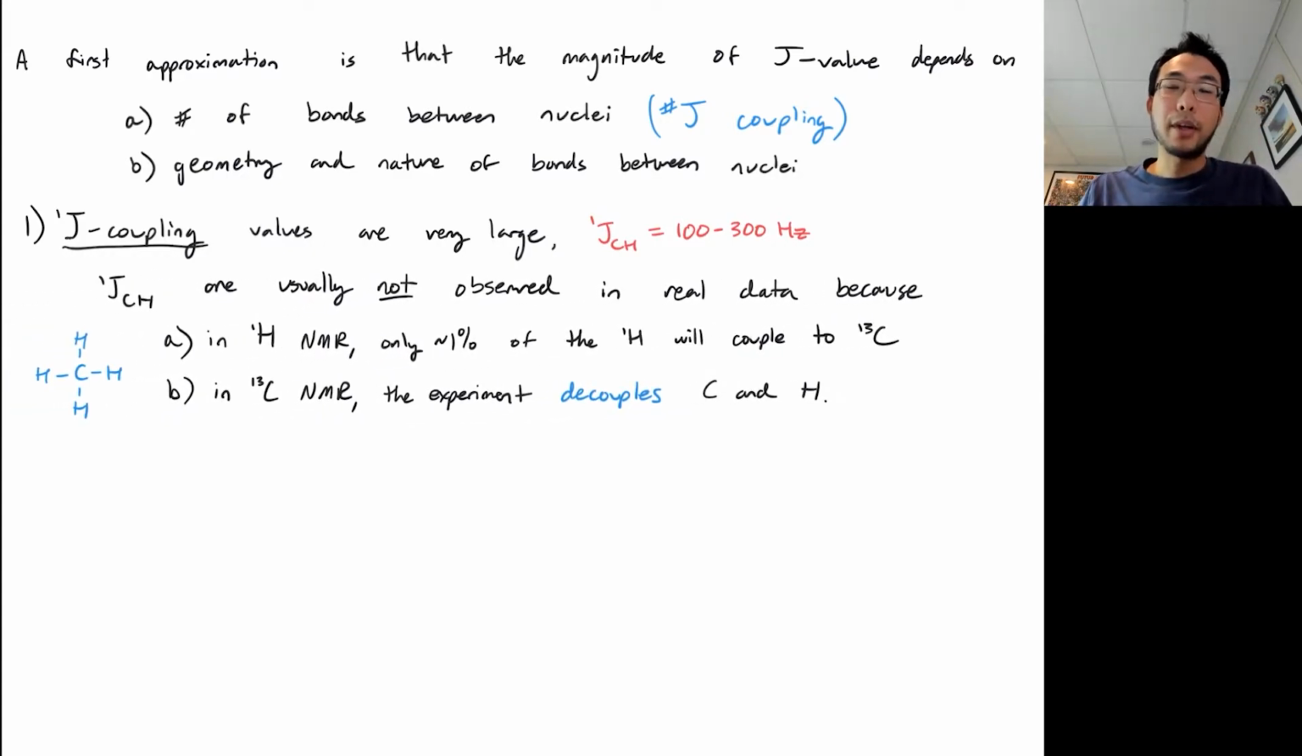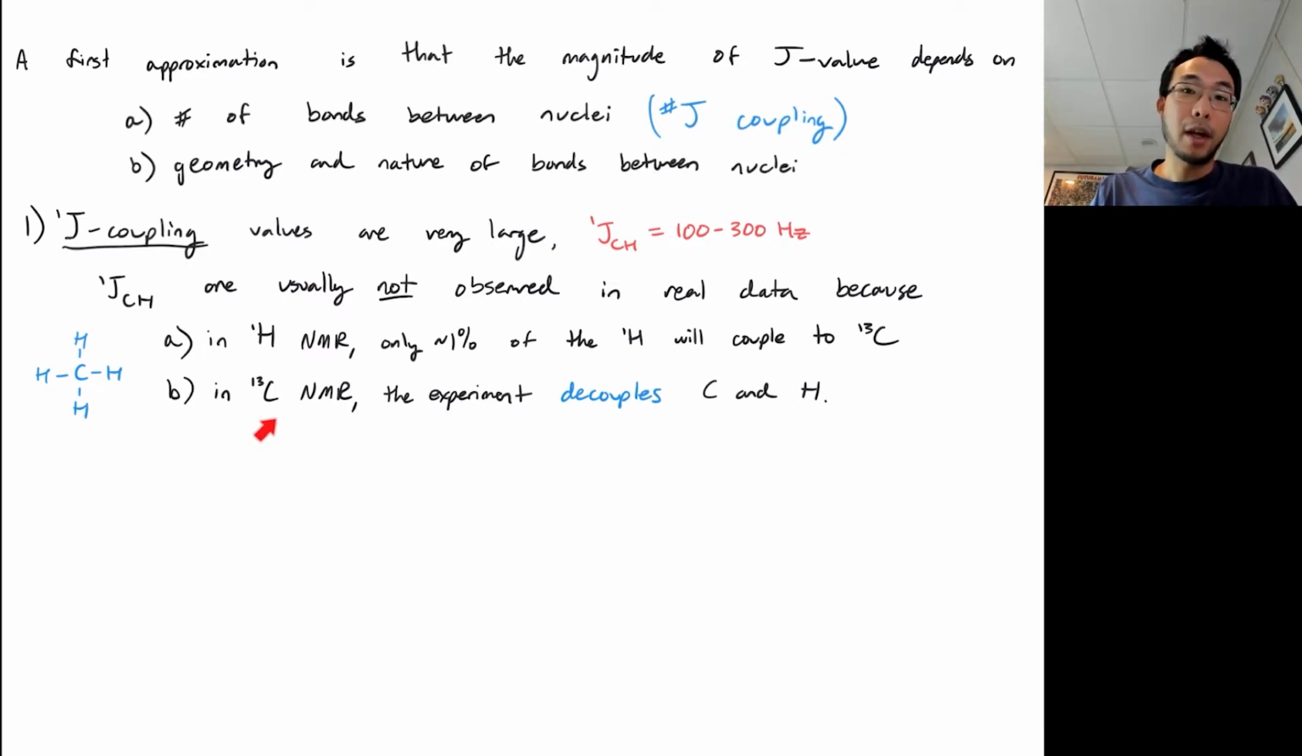However, we don't actually usually see any 1JCH showing up in data. This is because in the proton NMR we don't see it from the perspective of the hydrogen, because only 1% of the carbons are carbon 13. So the vast majority of our data is coming from protons that are bonded to carbon 12s, and so there's no coupling there. The 1% that does have coupling, well, you do see that data, but it's very small with respect to the rest of the data.